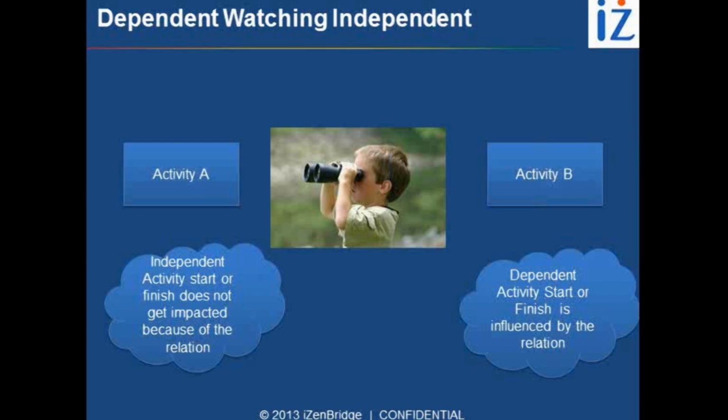Now, the independent activity can start or finish. Maybe the independent activity may also have some dependencies, but it is not dependent on activity B. So activity A's start and finish time will influence the start or finish time of activity B. It's like activity B is watching activity A.